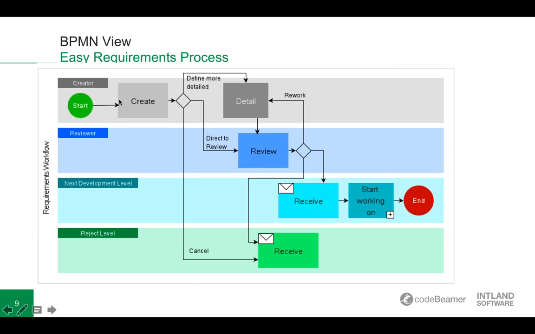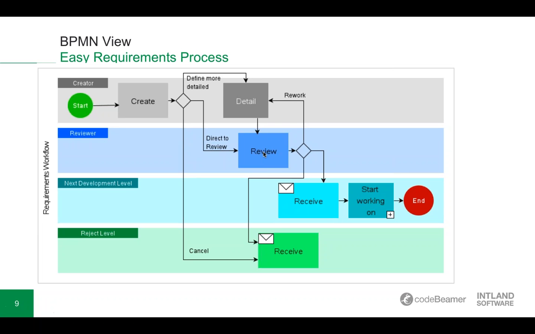or somebody, the creator can decide, oh, I made an error. He is going to cancel the issue. That's going to the reject level. It's received here, and that's it, and there is a stop. The other one is that he says, okay, let me define that one a bit more, or maybe somebody else will be doing that. That would put another swim lane here. Or he says, okay, I'm very fine, I'm very good in writing, I directly send that one to review.